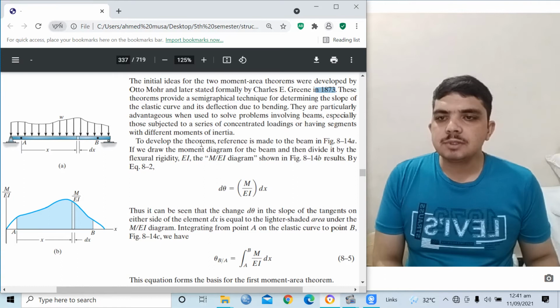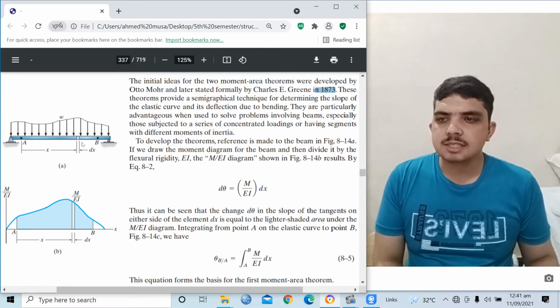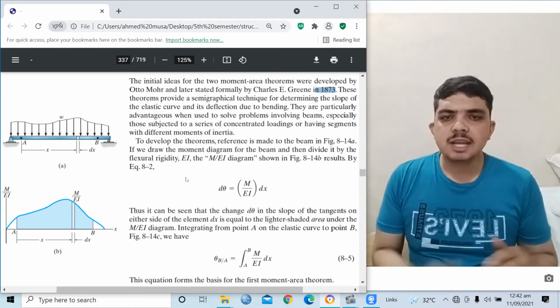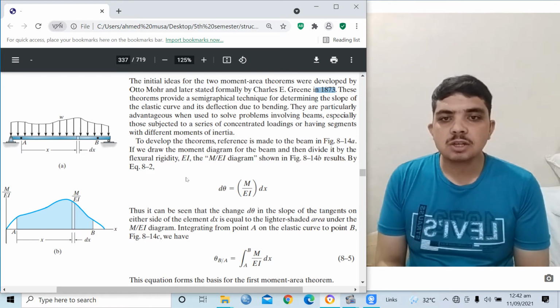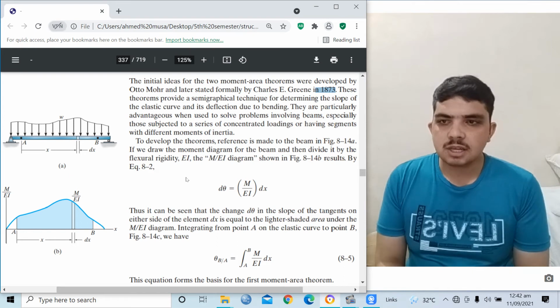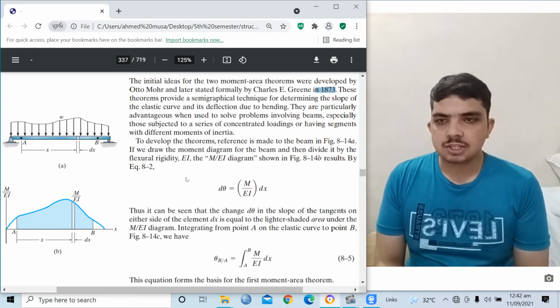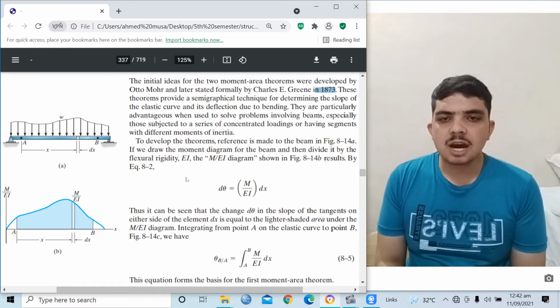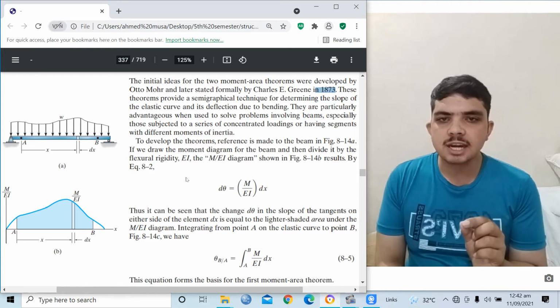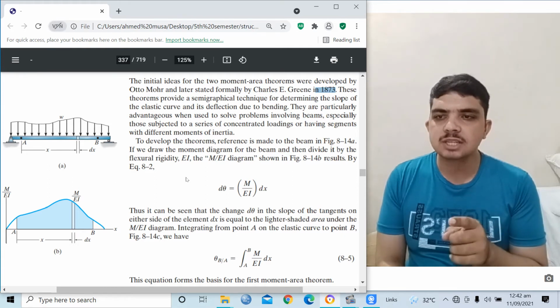To develop the theorem, reference is made to the beam in figure 8.14a. Flexural rigidity EI. What does flexural rigidity mean? Flexural rigidity means EI. Now, what does EI mean? E means modulus of elasticity, and I means moment of inertia. So the product of moment of inertia and modulus of elasticity is called flexural rigidity.